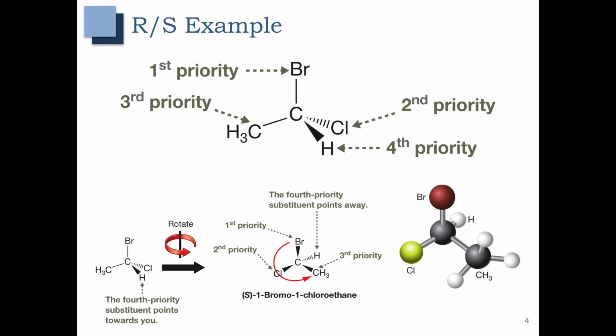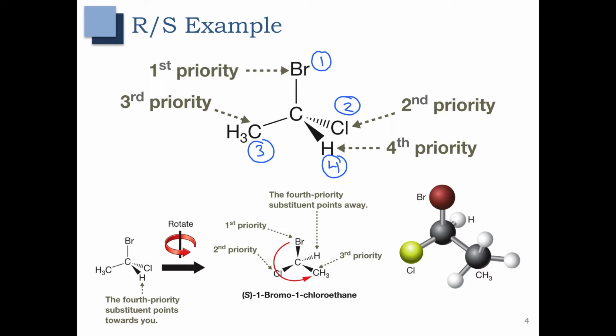Okay, here's another R and S example. In this one, you can see that our first priority group, or our highest atomic number, is bromine. Our second priority is chlorine, and our third priority is carbon. Our fourth priority group is the hydrogen. The problem with the hydrogen, the way it's oriented, is it's sticking out at us. So we have to rotate that hydrogen so that it goes to the back. And you can see in the picture here from your textbook, they're trying to show you how the hydrogen is rotated to the back.